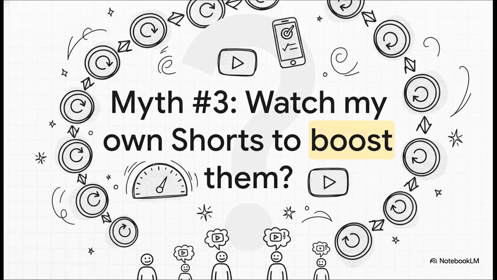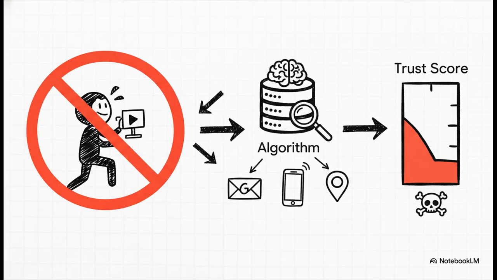Come on, admit it. We've all thought about it. Just log into a couple of other accounts, maybe your friend's phone, loop the video a few times and give it a little nudge to get it going. But does that actually work? The answer is a hard no. YouTube's algorithm is way, way smarter than that.